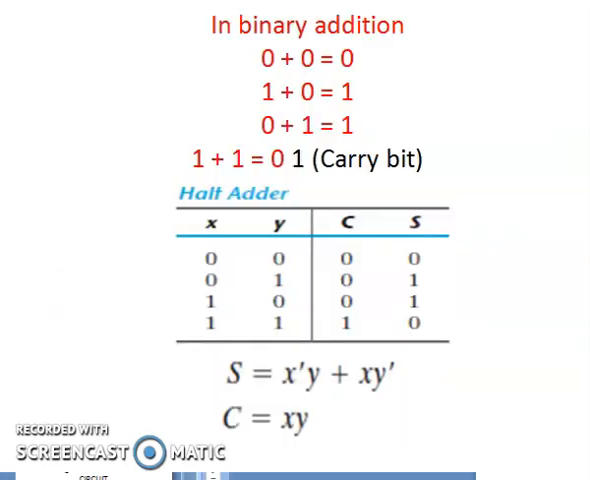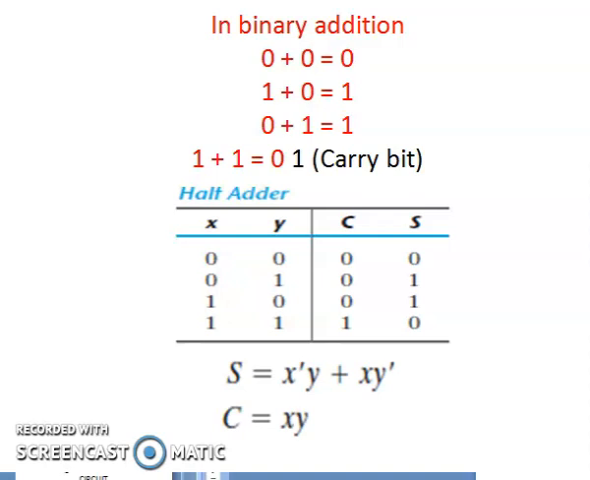Now, using this design procedure, we will see how to design basic combinational circuits like half adder and a full adder. So, adder is of two types. One is a half adder, which is used to add two binary digits, and full adder is a combinational circuit, which is used to add three binary digits.